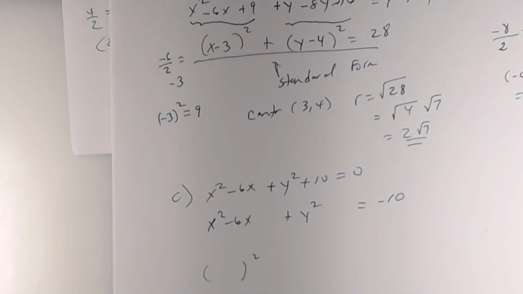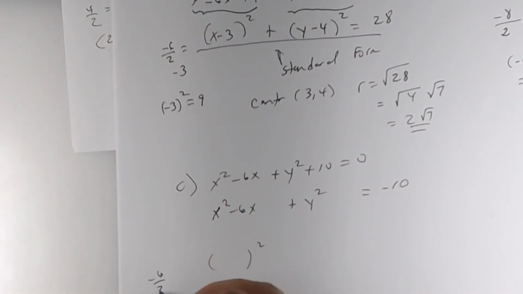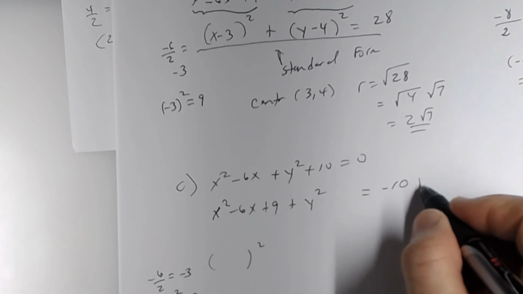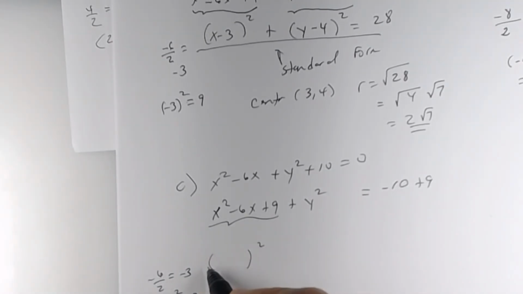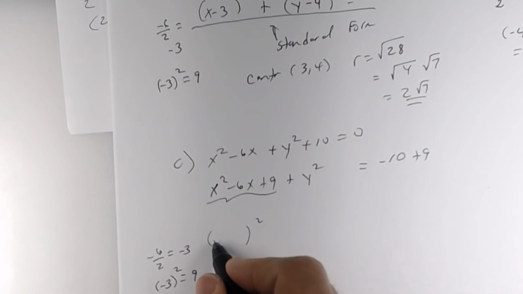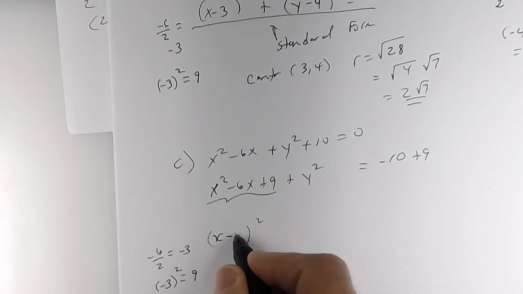So that's where you complete the square. So take the coefficient of x. What's the coefficient of x? Negative 6. Divide by 2. Very good. Negative 3. Squared, you get 9. What do I do with 9? Add it to both sides. Now this is a binomial squared. X what? 3. Minus 3.